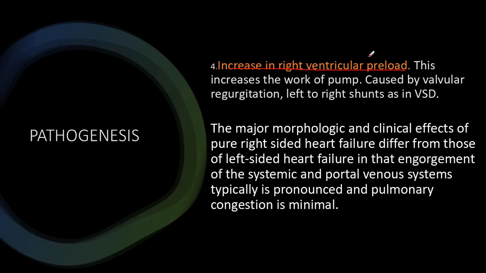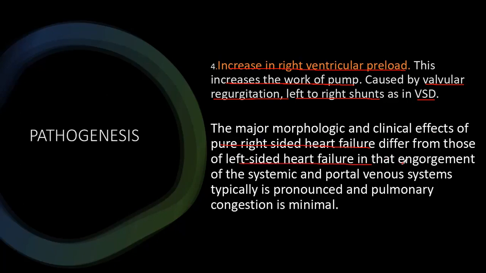Now, the fourth and the last mechanism is increase in the right ventricular preload. We looked at the afterload, now it is the preload. When you increase the right ventricular preload, this will increase the work of the pump, and sooner or later, there will be a pump failure. This can be due to valvular regurgitation or left-to-right shunts, as seen in ventricular septal defects.